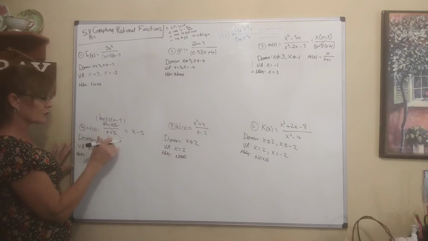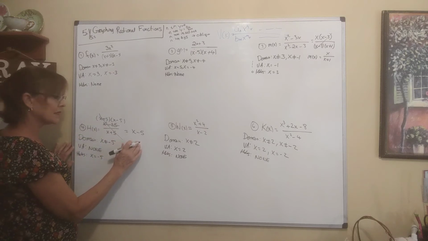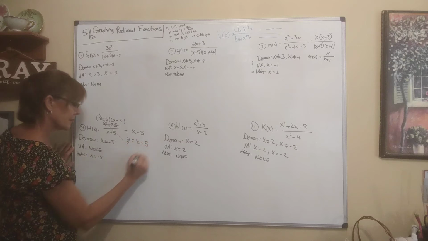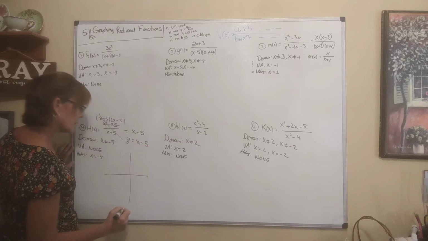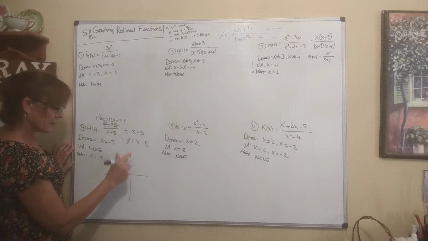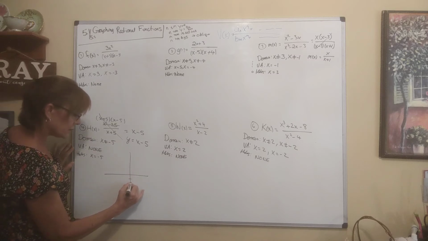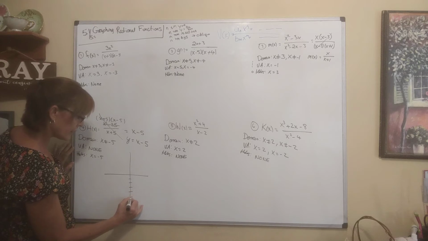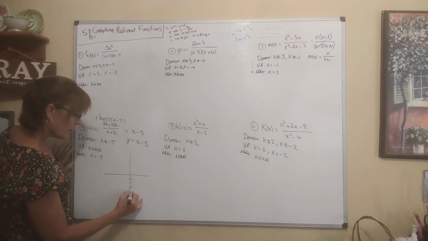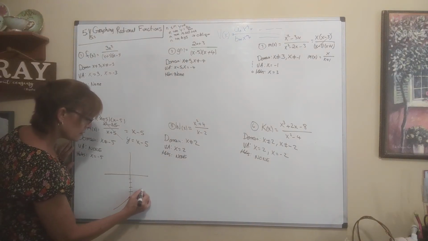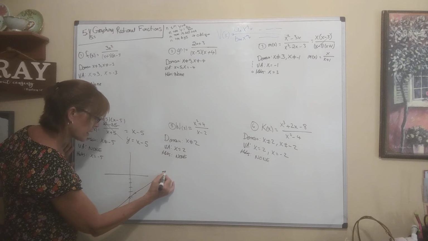What happened after we made that cancellation, we got basically a line. You can think of this as y equals mx plus b. Let's graph this line. Well, okay, this has got a y-intercept of -5. 1, 2, 3, 4, 5. Up 1, right 1, that's our slope. So we would just graph our line like this, right? Like that, okay.